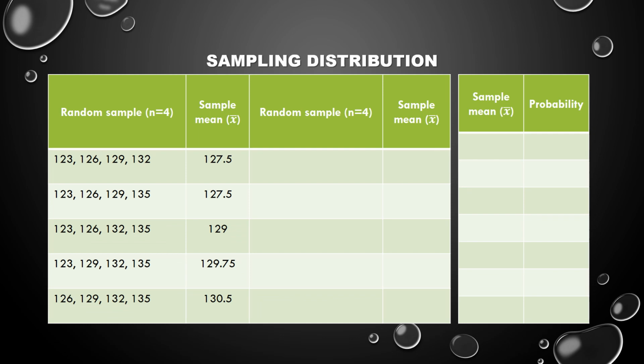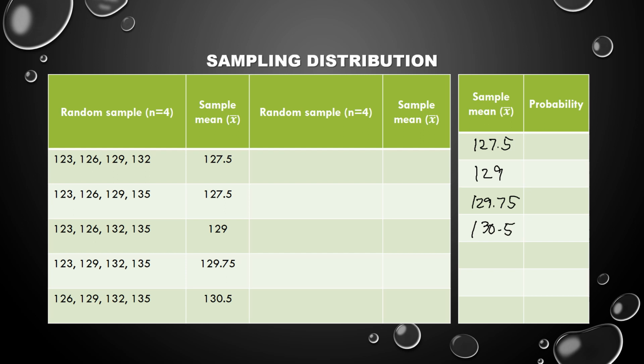table. So again, in constructing your sampling distribution, we have to know the sample mean and its corresponding probability. So writing down in increasing order, we start with the smallest sample mean there, which is 127.5. And please do not repeat the sample mean there. We have to have it unique. So we have the next one as 129. And the next one is 129.75.